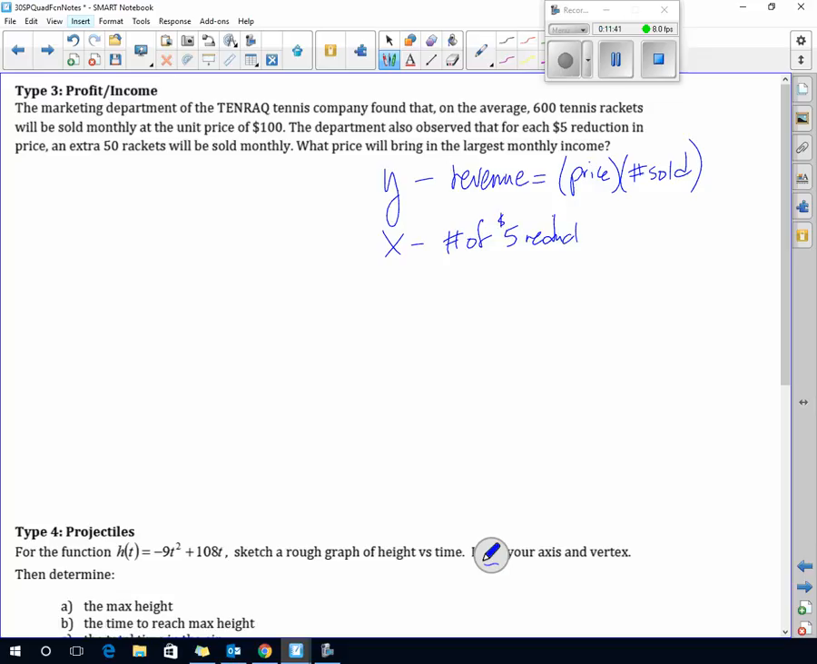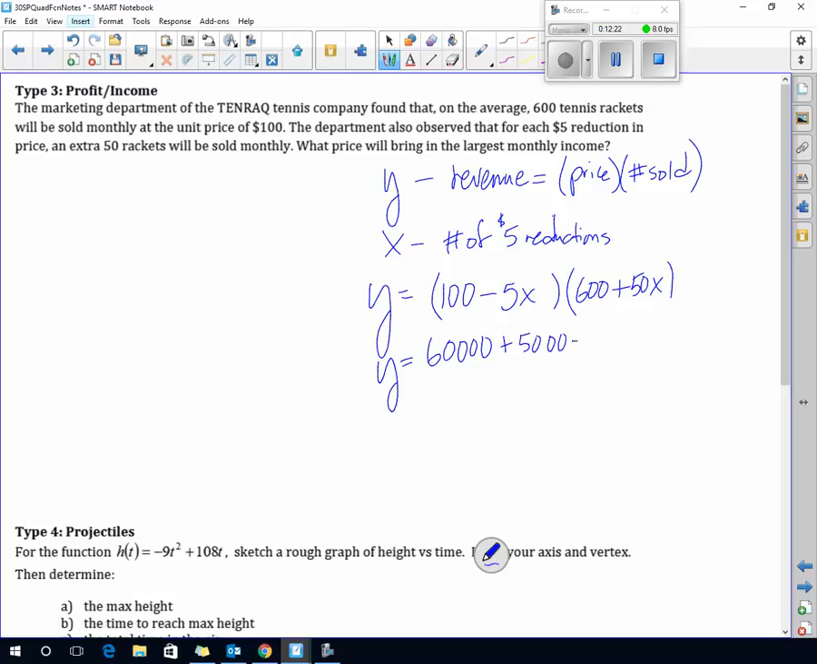So the price would be starting at $100, and it would be 5 times the number of reductions. And the number sold would start at 600, and it would increase by 50 rackets per reduction. So y equals, first I get 6 with 4 zeros. Outer I get a plus 50 with an additional 2 zeros. Inner I get minus 30 with additional 2 zeros, x. And then last I get minus 25 with a 0, x squared. See, this is why you don't need a calculator, right?